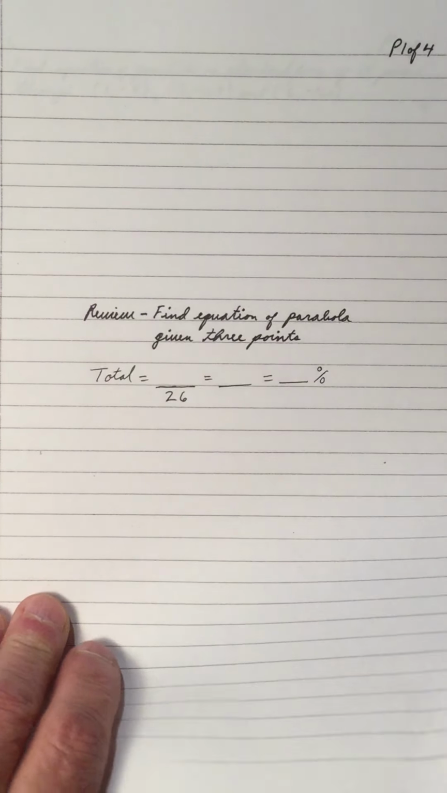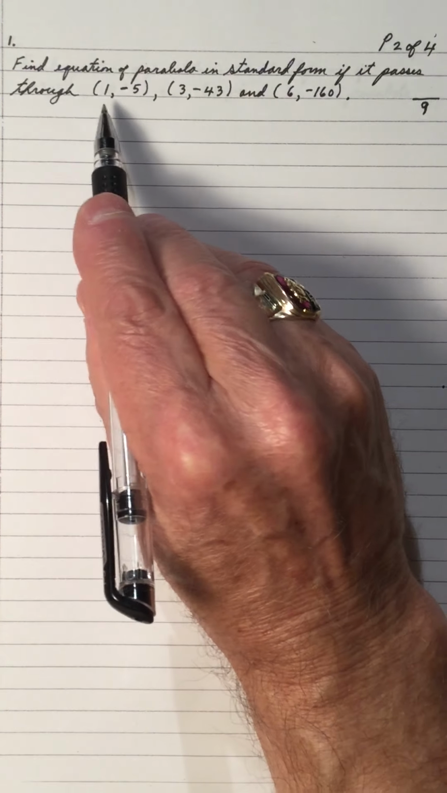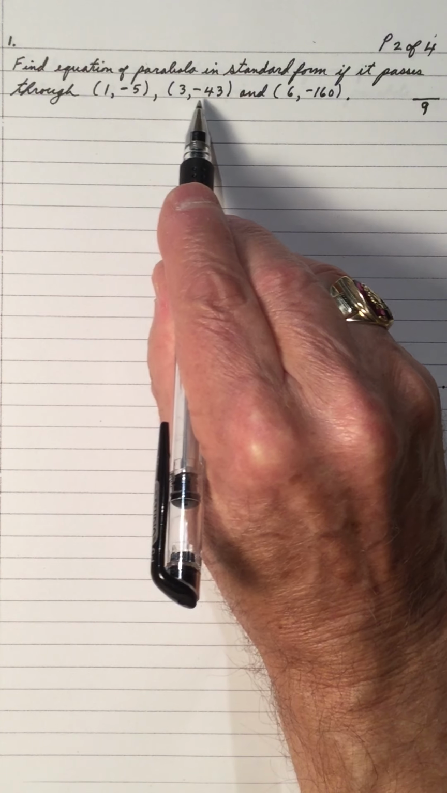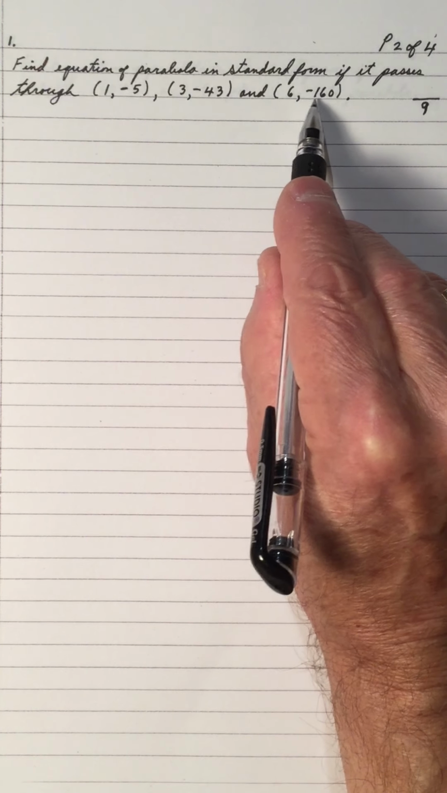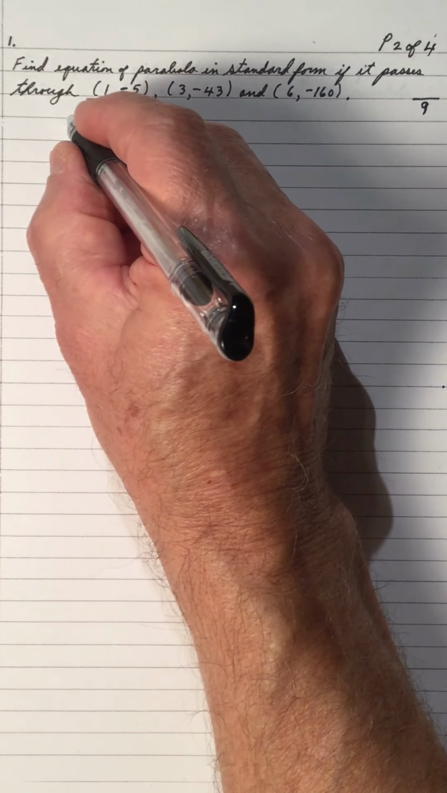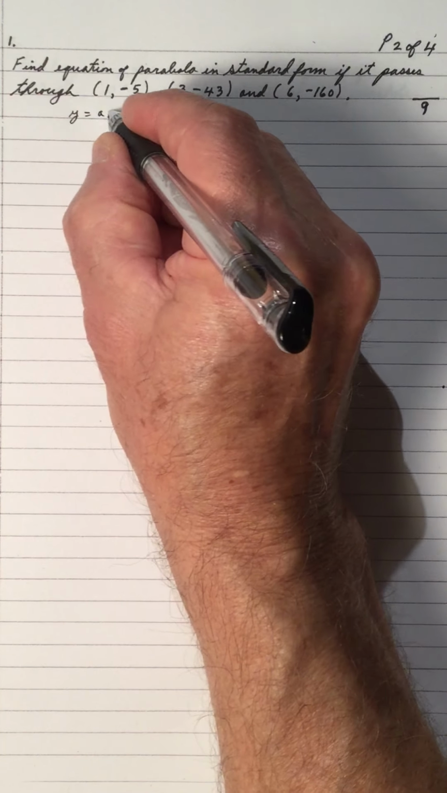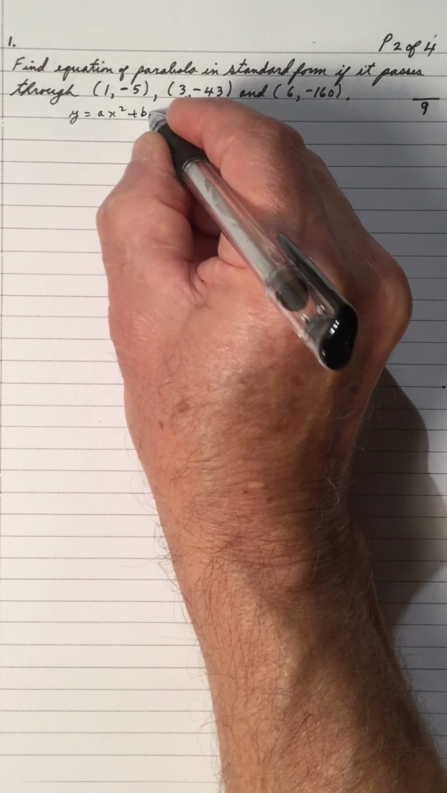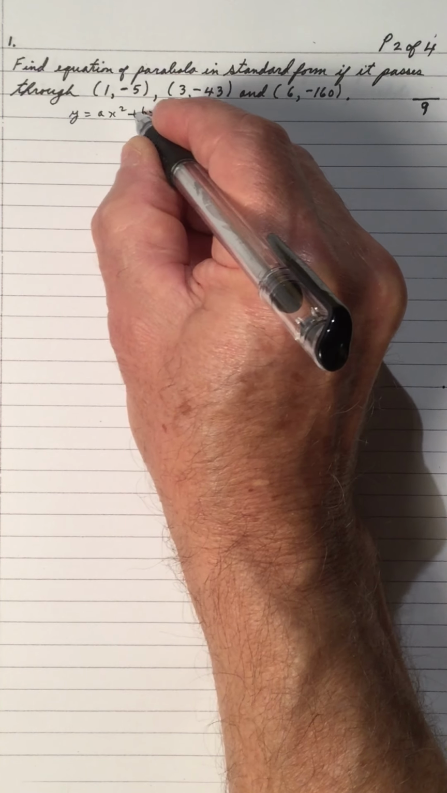So here we go. Let's do a review of find the equation of a parabola given 3 points. Number 1, find the equation of a parabola in standard form if it passes through (1, -5), (3, -43), and (6, -160). We want to find the equation in standard form, so that's y equals ax squared plus bx plus c.